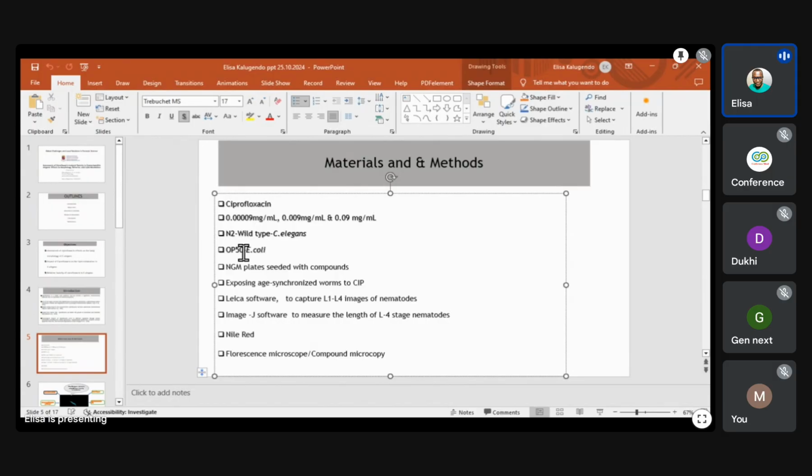We seeded the NGM plates with the compounds, and then we exposed age synchronized embryos to ciprofloxacin on the seeded plates, and then we incubated for 48 hours up to the L4 stage. When we reached the L4 stage, we went for the observation by using different techniques. We used the LAS software for capturing different images. We used the ImageJ software for quantification studies. We used the Nile red staining process during the lipid metabolism study, and the fluorescence microscope and the compound microscope for quantification of different images of our organism.